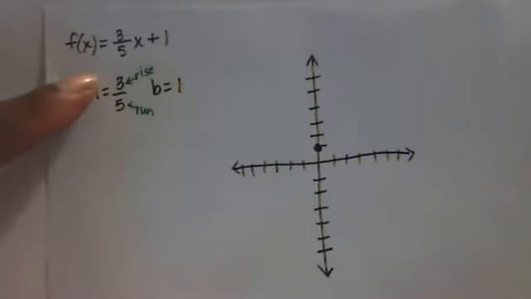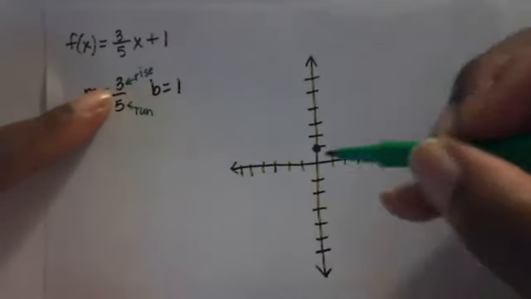And the numerator is the rise, the denominator is the run. So in 3/5, your rise is going to be 3. That tells me how many places I need to go up or down from the y-intercept. And the run, which is your denominator, that's 5. That tells me how many places I need to go to the right.